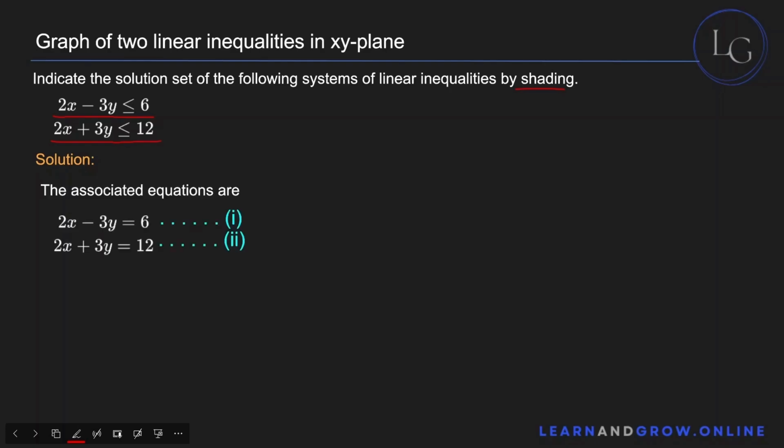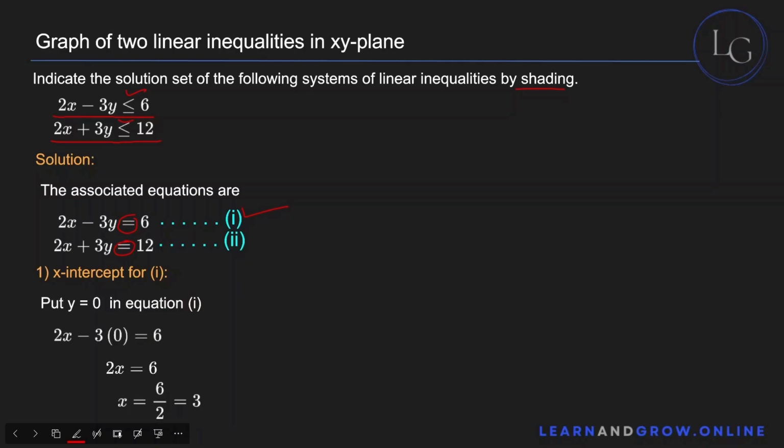So the very first step is actually to just replace these inequality signs by equal to signs. So you have two associated equations. Now, the first step is to find the x-intercept of the first equation. How do we do that? We put y is equal to 0 in the equation, and that just gives you a value of x is equal to 3. Simple.